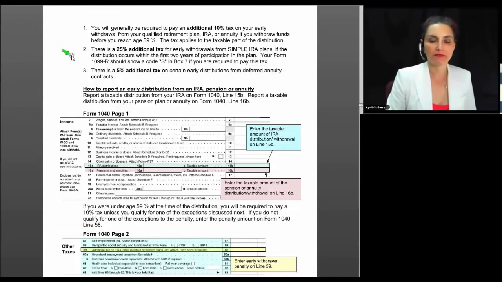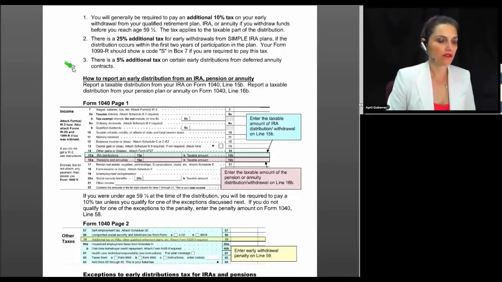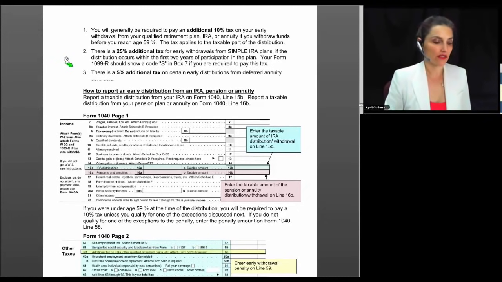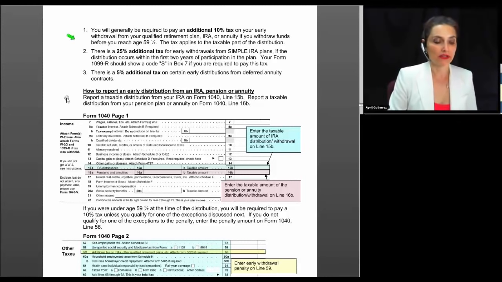If this penalty applies to you, there will be a code X in box 7 rather than a code 1. Also, there is a 5% additional tax on certain early distributions from deferred annuity contracts. Now, I know that the state of California also has an early distribution penalty that it charges as well. Oregon, the state that I live in, does not have that, but since California does, it wouldn't hurt to take a look at the specific rules for the state that you are working in and be aware of any early distribution penalties they may have.